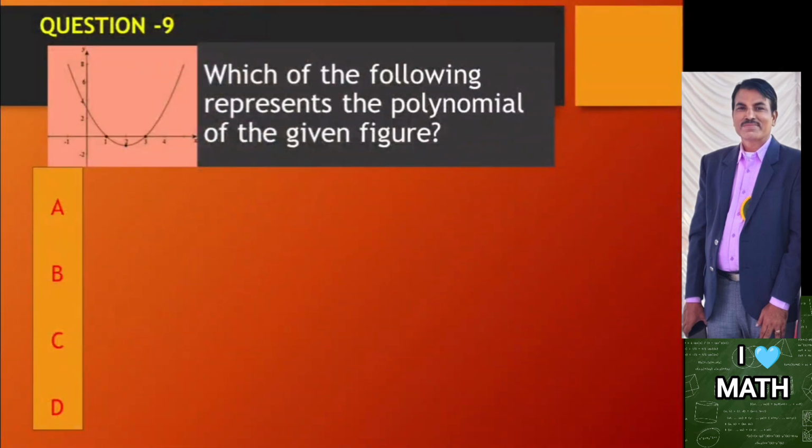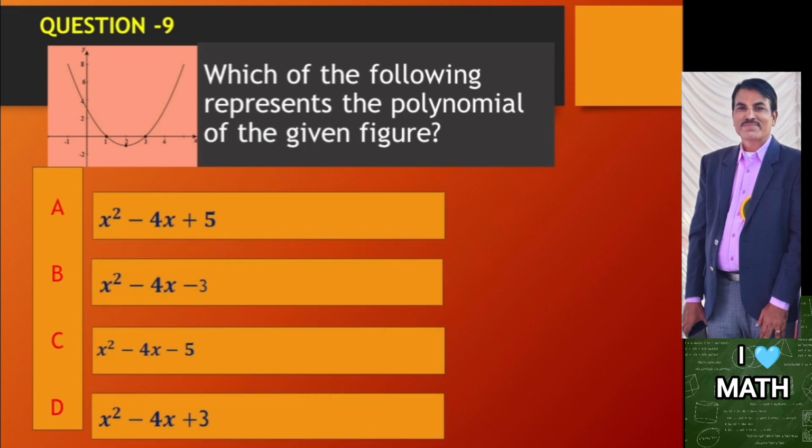Question number 9 is, which of the following represent the polynomial of the given figure? Identify the, remember the parabola is given. Identify the zeros and find the polynomial. Okay, identify carefully, note down the correct option. We are moving to the next question, number 10.